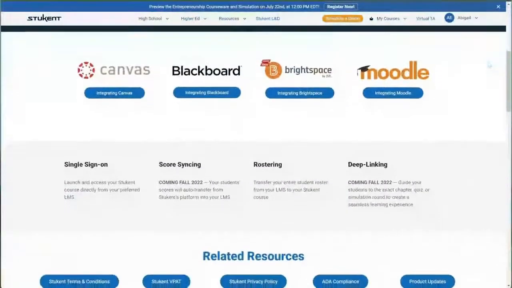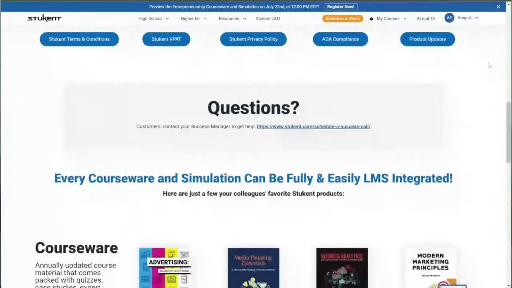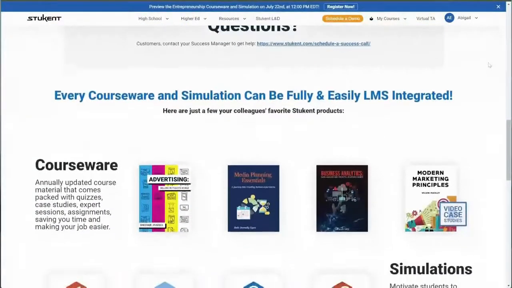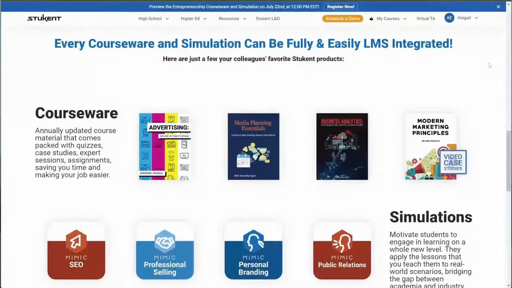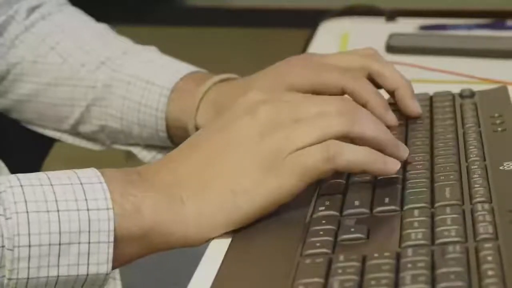It's easy to implement into your curriculum and delivers a world-class, hands-on learning experience for your students. If you would like to connect your LMS, please reach out to your Customer Success Manager to start the process. Your Customer Success Manager is here to support you every step of the way. Don't be afraid to ask them for help. They are here for you.